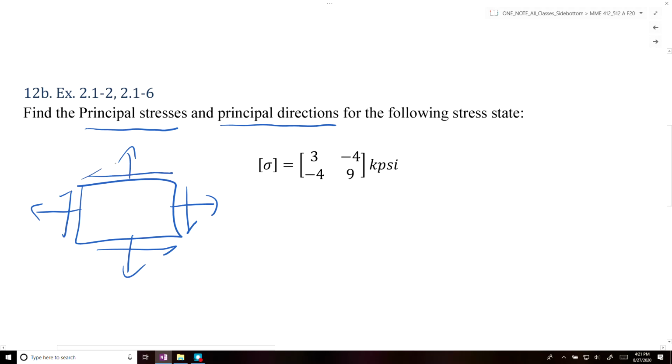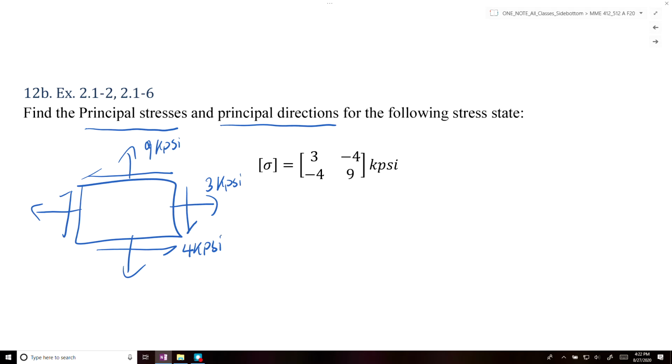We have a 3 kpsi stress along the x direction. We have a 9 kpsi stress along the y direction, and then we have a shear stress of negative 4 kpsi, which is why we're drawing the shear stress towards the bottom right corner of our stress element.